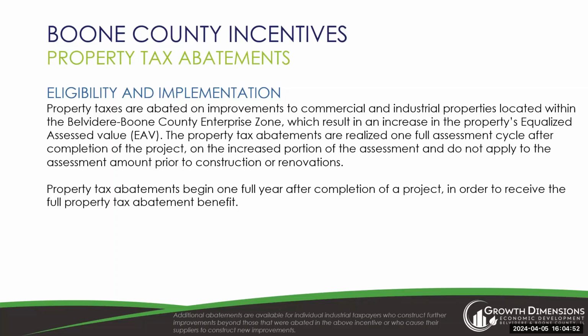Property tax abatements begin one full tax cycle after completion of a project. For instance, if the project is completed anytime in 2028, your abatement starts with your 2029 property taxes, which are payable in 2030. If you have future projects at that same site, and if the EAV increases again, then a new round of abatements may be available resulting from the new project. One item of note is that you must completely close out the Enterprise Zone project through Growth Dimensions to receive the abatement. This consists of completing a project closing form with final costs.